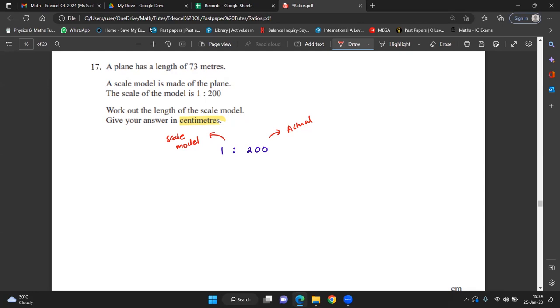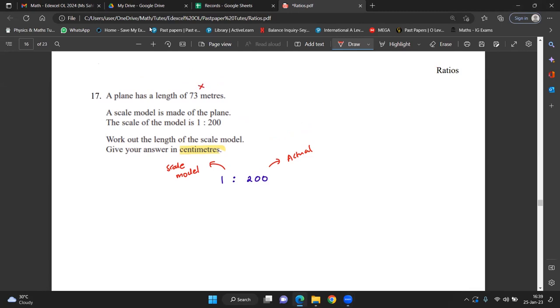So 73 meters is how many centimeters, guys? Multiplied by 100, which is 7,300 centimeters. Write that down. This 7,300 has to be, is it your actual or scale model? So we will write that below actual, 7,300.